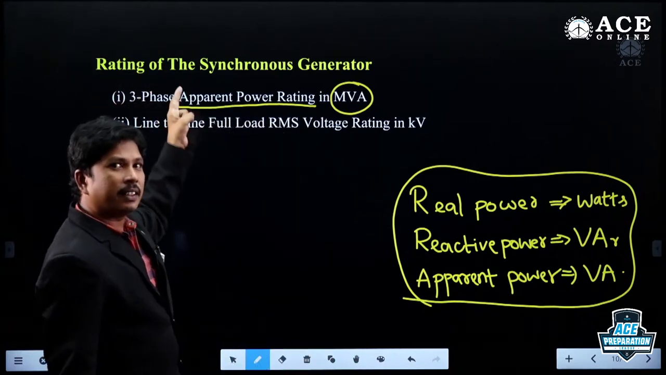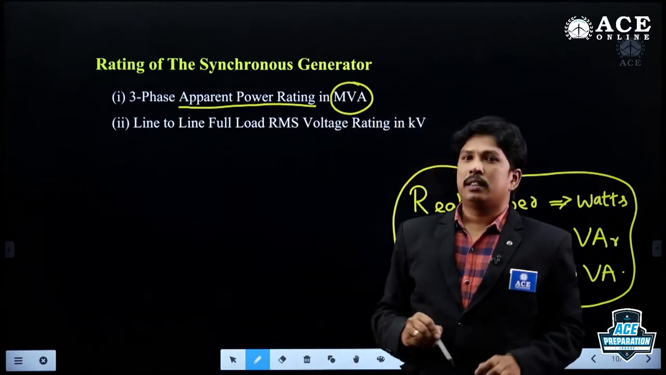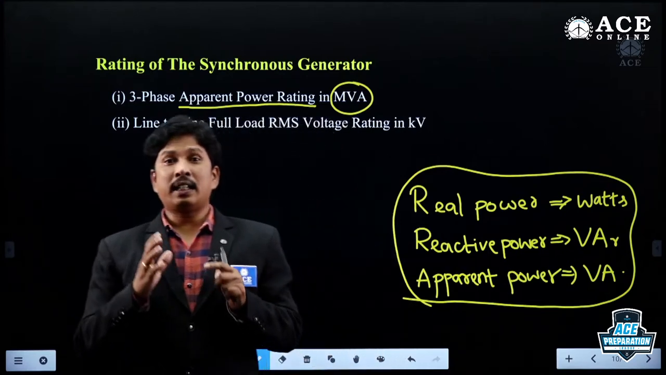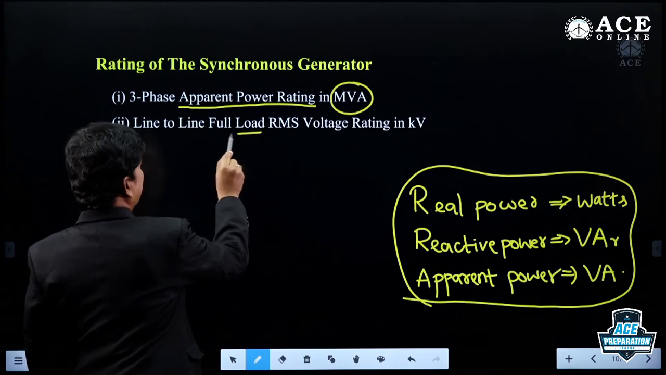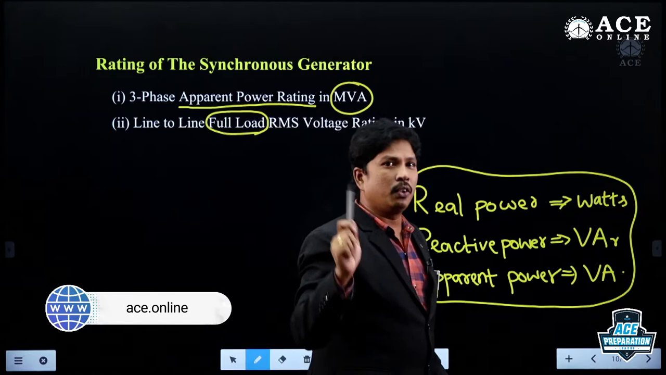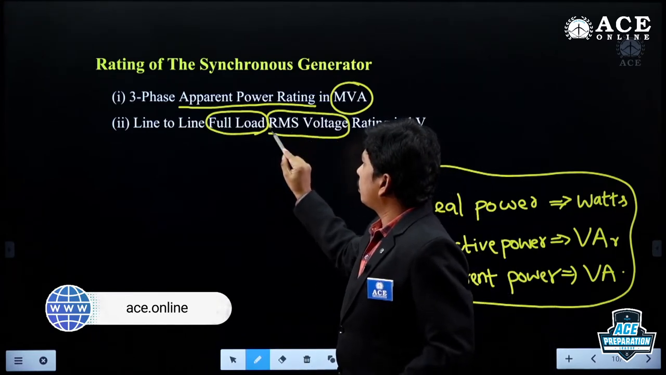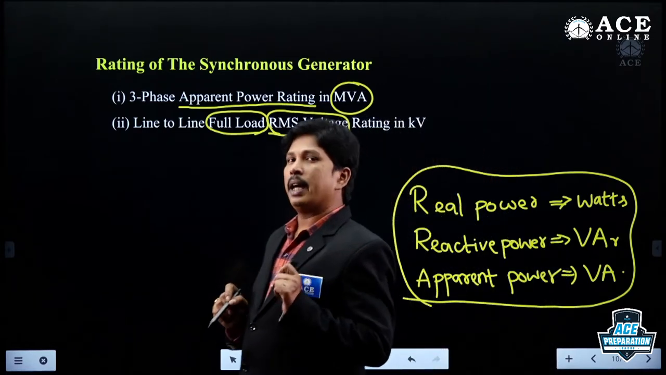The first rating for a synchronous generator should be the three-phase apparent power rating, which should be given in MVA. And the second rating is, remember here, the line to line full load RMS voltage rating. Understand this one also, the full load RMS voltage rating we are giving.